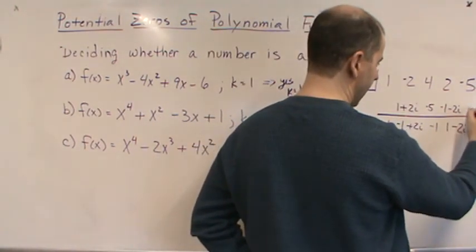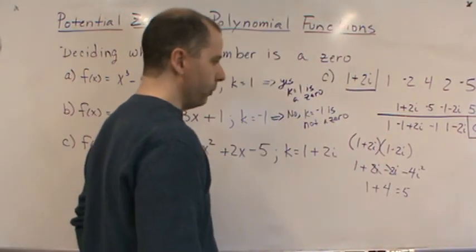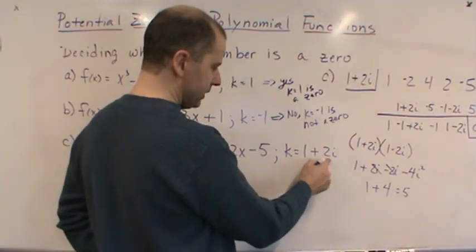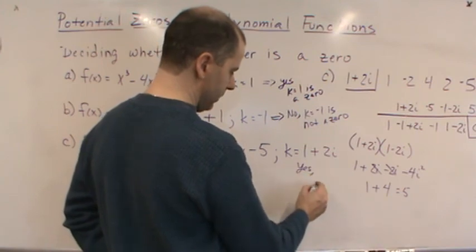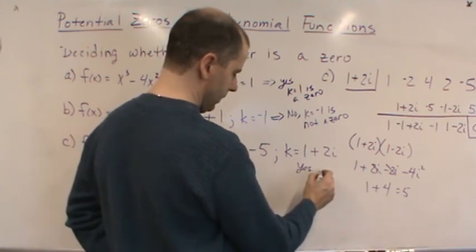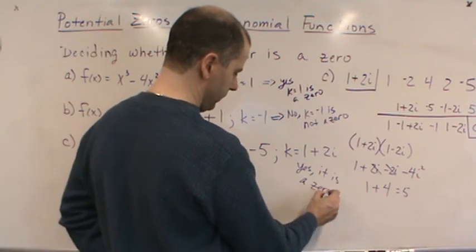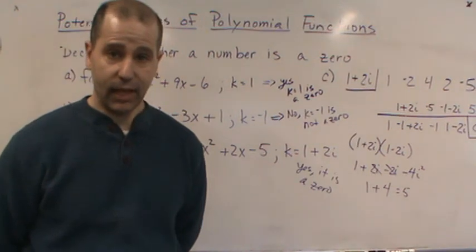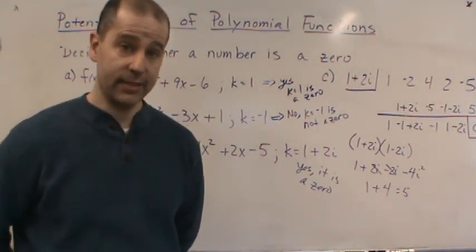And I get a 5, and guess what? I get a 0. And lo and behold, k equal to 1 plus 2i is a 0. So yes, it is a 0. And that's it. That's how you test it and decide whether you have a k value that's a 0 of a polynomial.